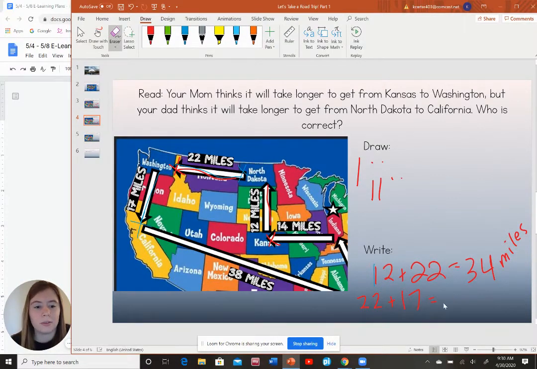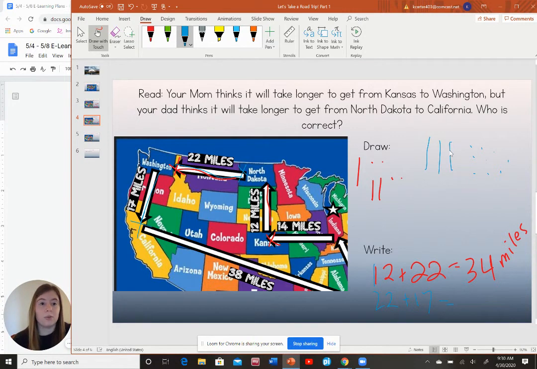I guess I was trying to match the map. Let me try that again. So 22 plus 17 will make his picture. So again, just like this 22, we need 2 10s, 2 1s. And then we need to add 17, which is 1 10 and 7 1s. So 1 10, 1, 2, 3, 4, 5, 6, 7. And then we count them up.